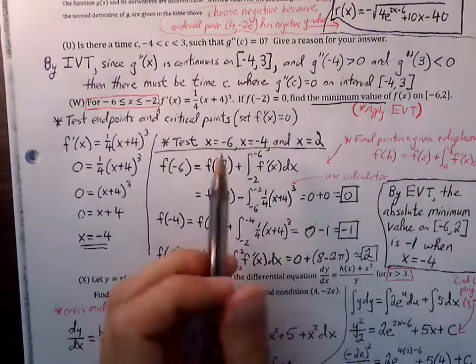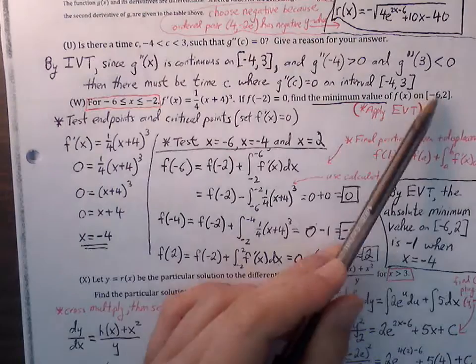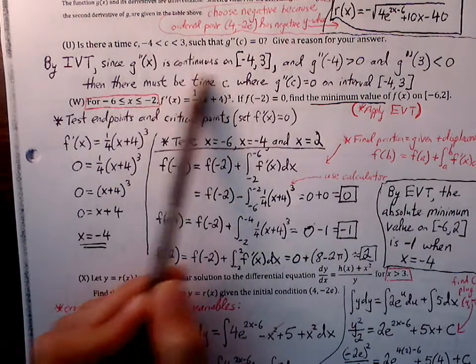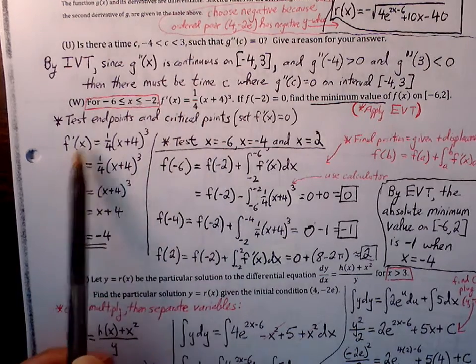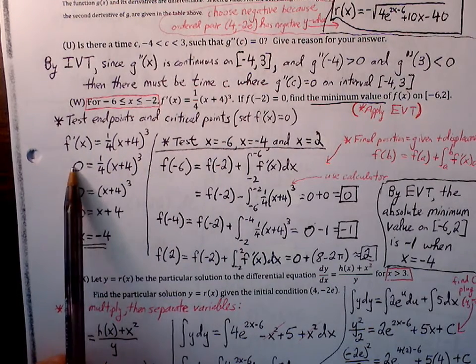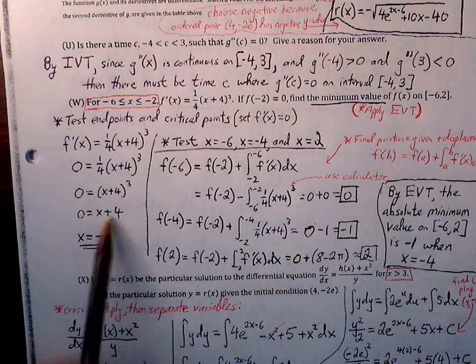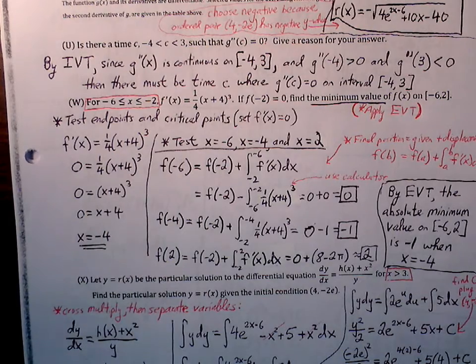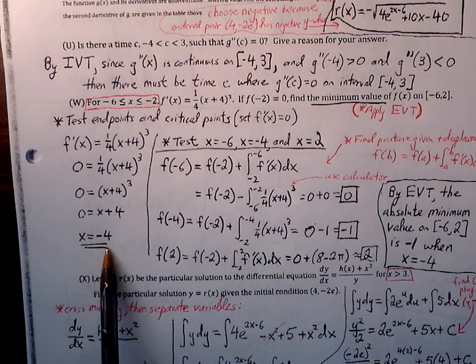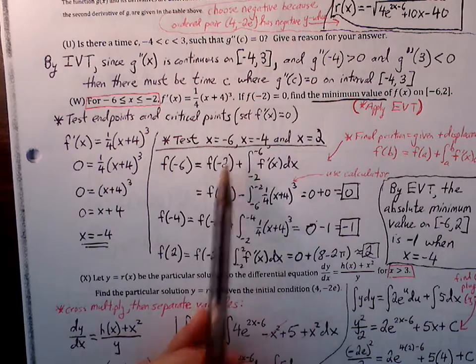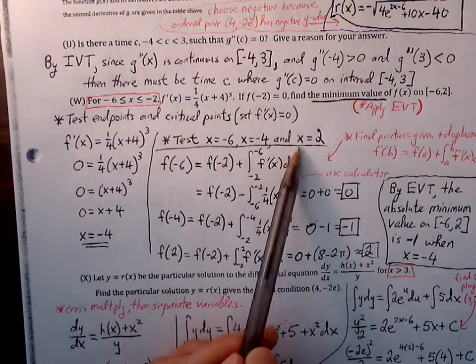So we know we test the endpoints, which is negative 6 and 2. But to find the critical point, we're going to set this f prime equal to 0. So set f prime equal to 0. I can multiply both sides by 4, take the cube root of both sides, and we get x equals negative 4. Okay. So negative 4 is a critical point where f prime is equal to 0. So we're going to test negative 6, negative 4, and 2.